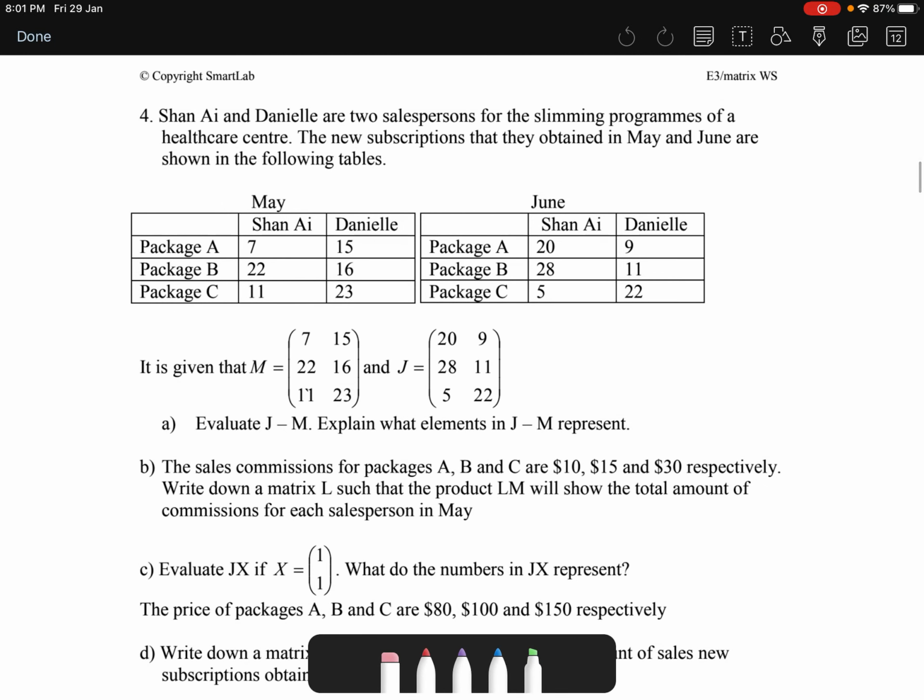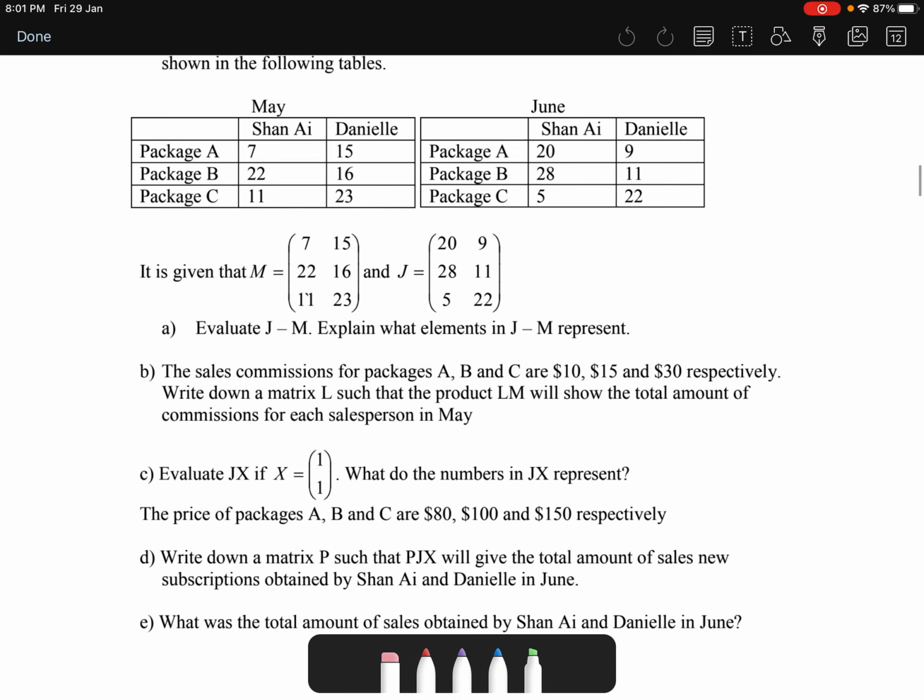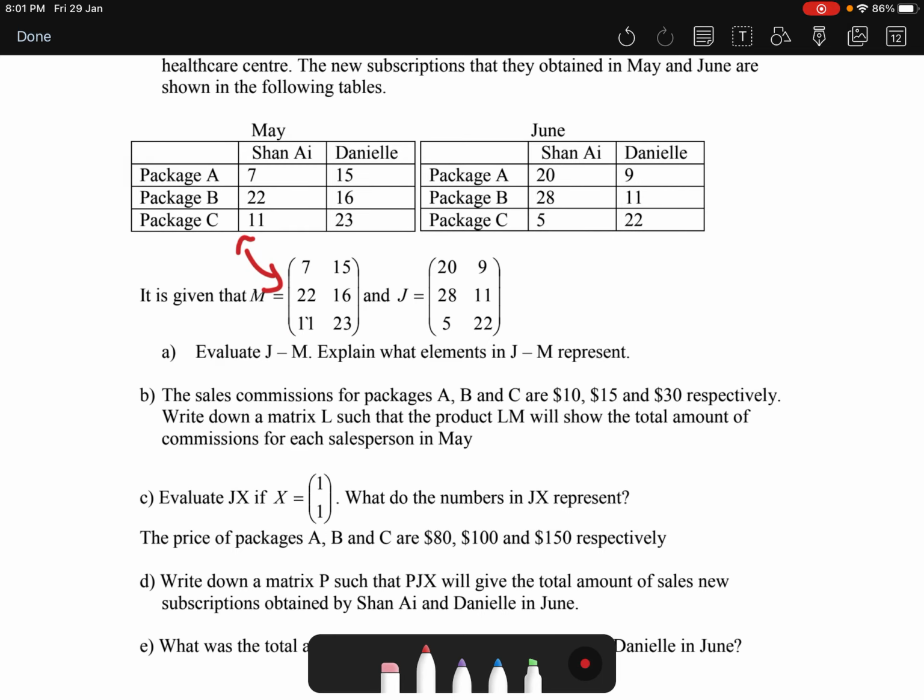Okay, question 4. Shan Ai and Danielle are two salespersons for the slimming program of a healthcare center. The new subscriptions they obtained in May and June are shown in the following table. It's given that M, for May, is this matrix, which is basically the same as the table, with 3 rows and 2 columns. And J is for June. Evaluate J minus M, and explain what the elements in J minus M represent.